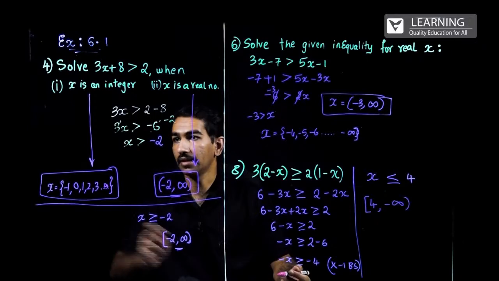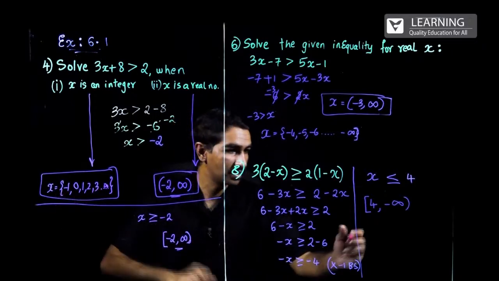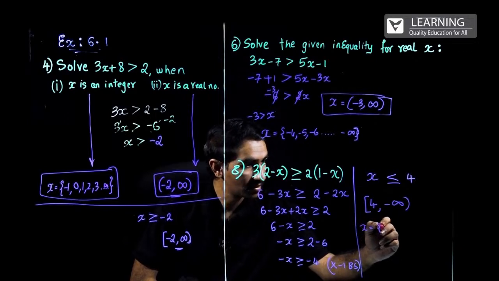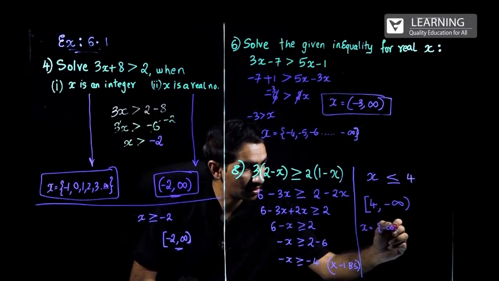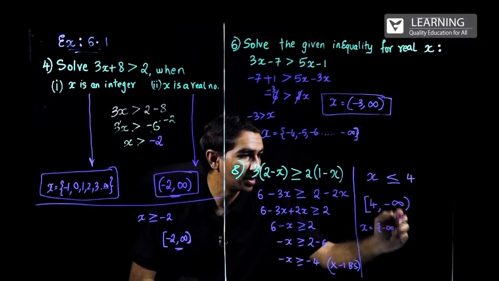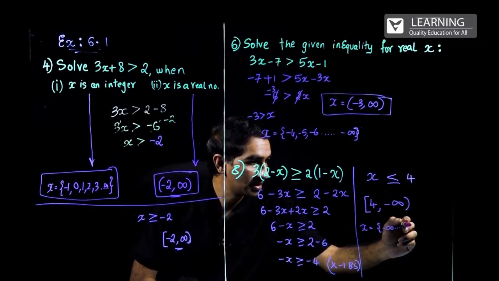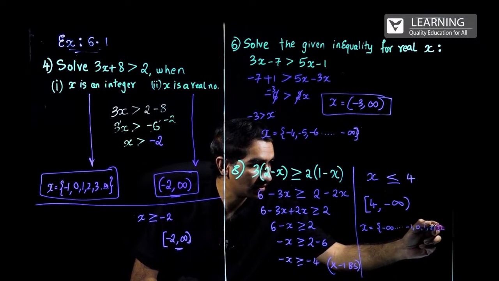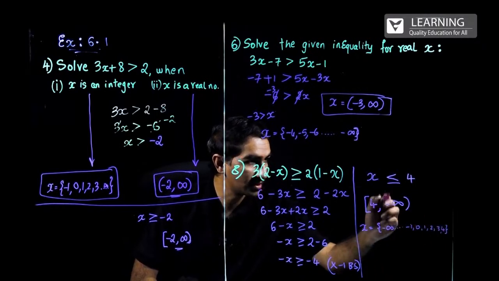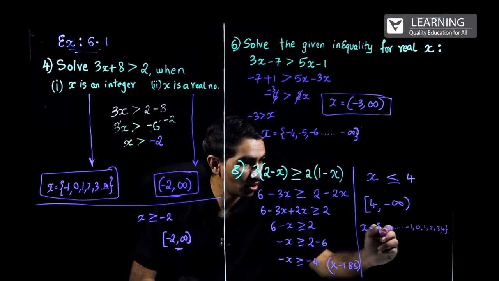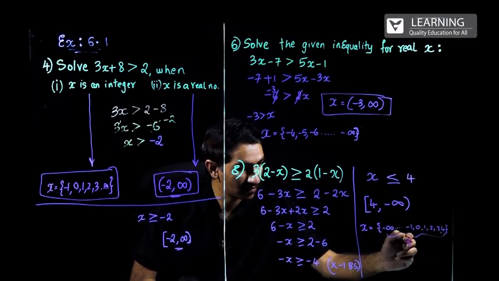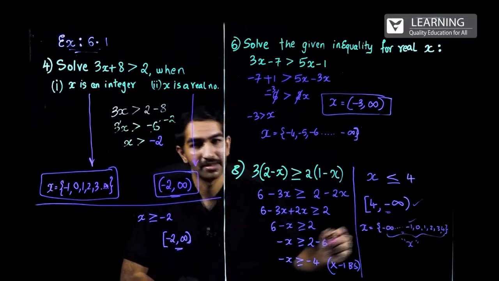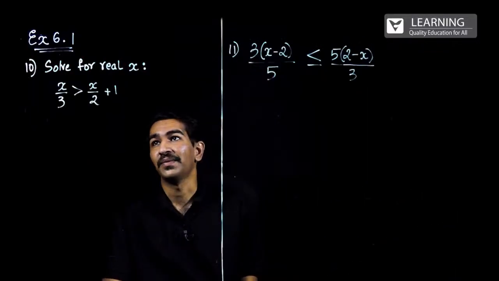So if you have to write it in roster form like this, x will be equal to minus infinity, dot dot dot, until 4, right? Minus 1, 0, 1, 2, 3, 4 is also included. It is included because it is equal to. So all these values are nothing but the values of x. This is also right. Understood?